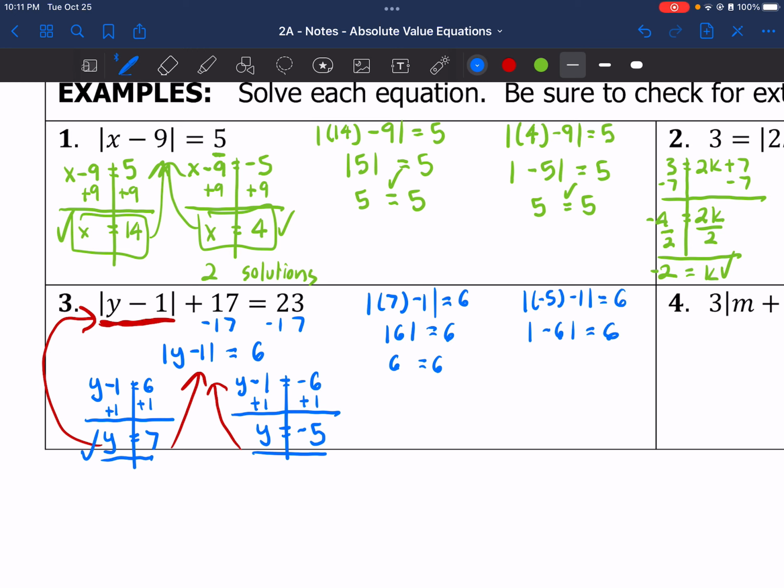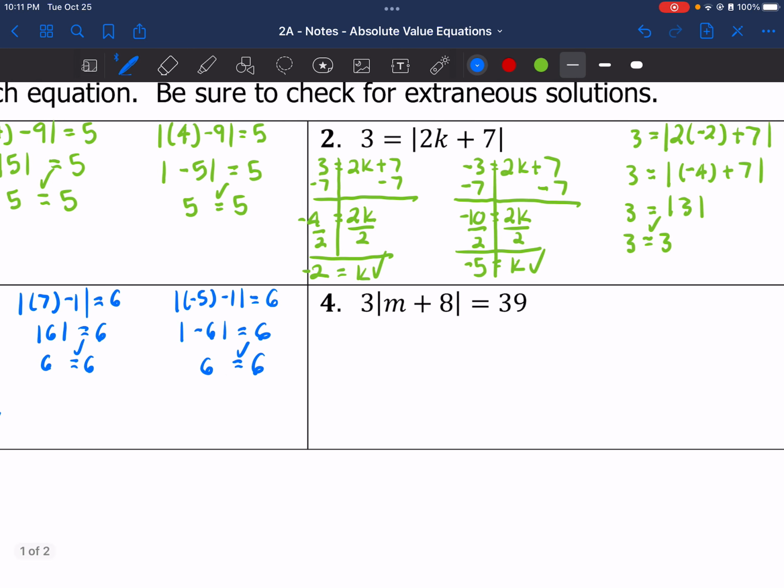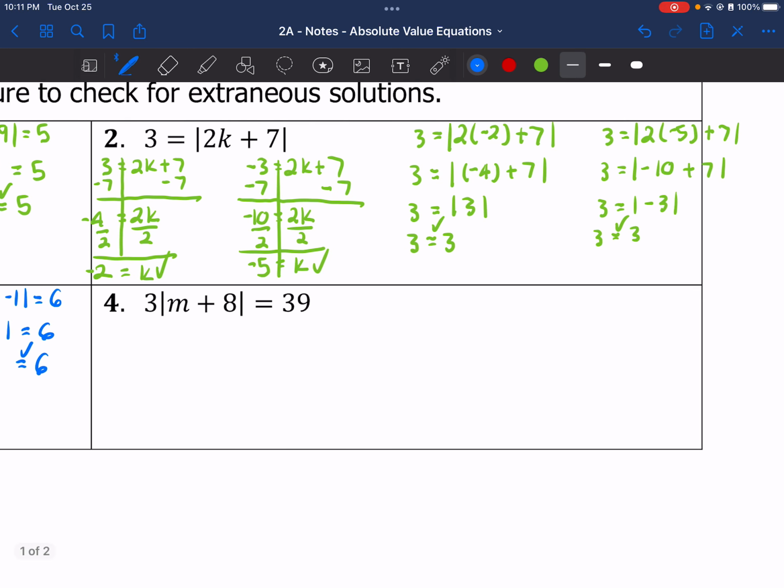The absolute value of negative 6 is just 6, and we get 6 equals 6 again. This works. So we know that y equals negative 5 is a solution. All right, moving on to number 4.